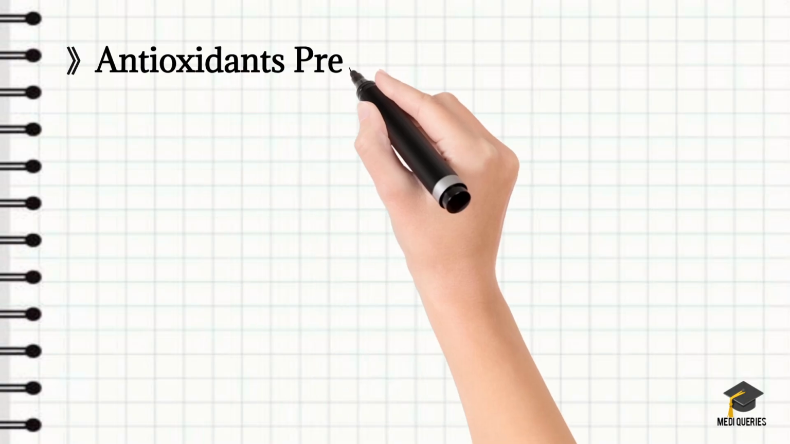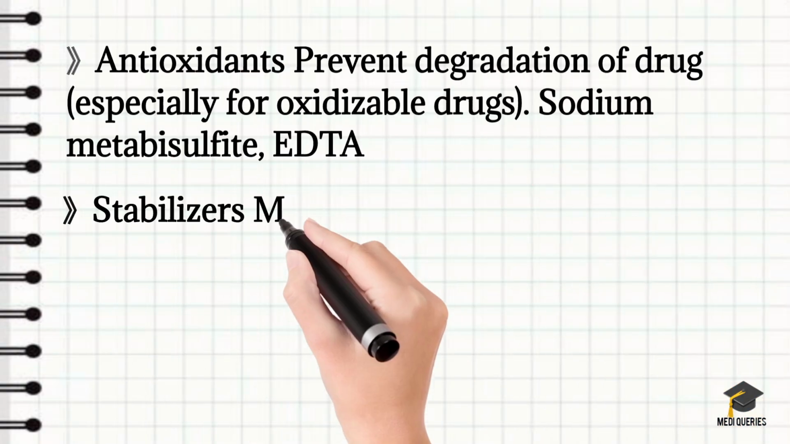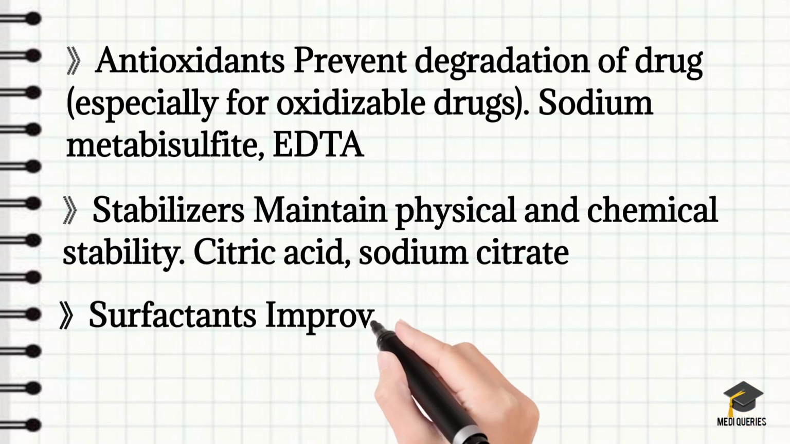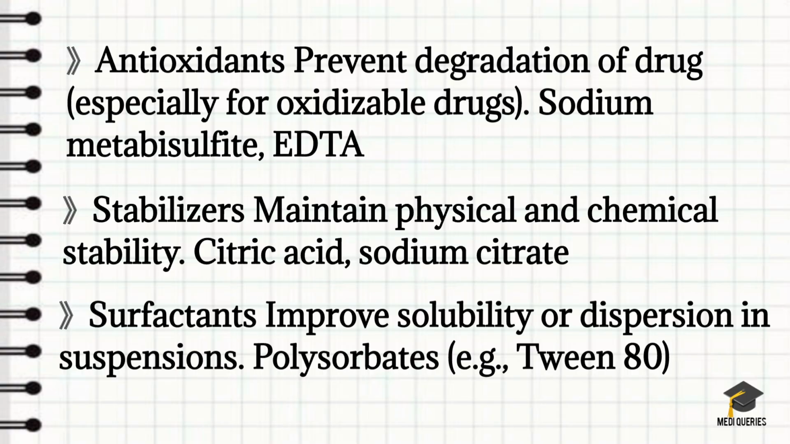So all these viscosity builders need to be included in the preparation of ophthalmics. And the next one is stabilizers and antioxidants. These are used to prevent the degradation of the product, for example oxidation. They are commonly used in products sensitive to air or light. Examples are sodium metabisulfite and EDTA, that is the chelating agent.